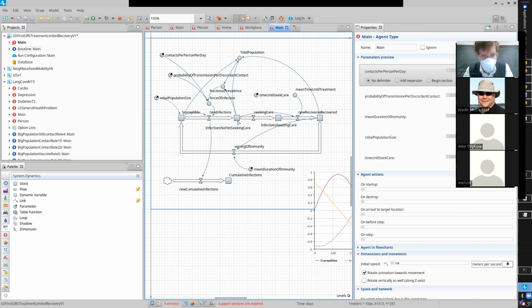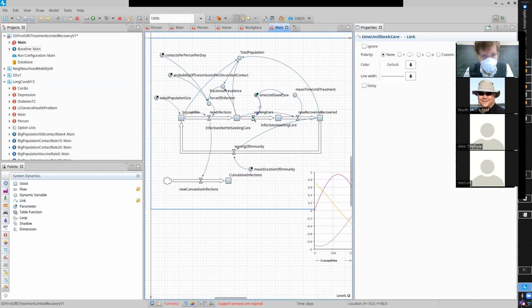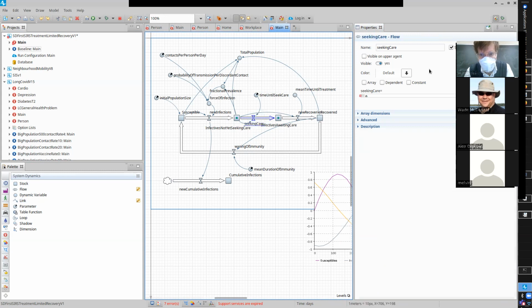So people are going to be here until they seek care. How long will it be until they seek care? It'll be given by this time until seek care. It'll be a first order delay. And after that, they'll be awaiting care, and then they'll eventually recover when they're delivered care. And that will take some time based on how many people are in line ahead of them.